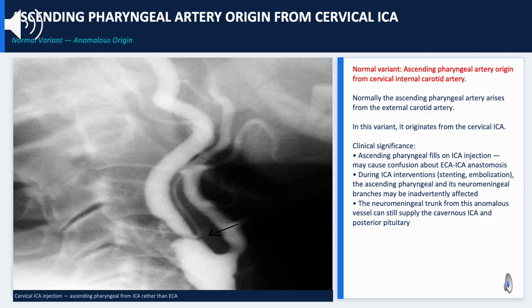Specifically, it resembles the pattern of an ascending pharyngeal filling retrograde from the neuromeningeal trunk into the ICA, when in fact the flow direction is antegrade from the ICA. Recognition of this variant requires careful evaluation of the flow direction of the ascending pharyngeal on ICA injection. Additionally, if an interventional procedure targets the ICA at the level of the aberrant ascending pharyngeal origin, sacrifice of this vessel would eliminate pharyngeal and posterior pituitary blood supply, the same consequences as ascending pharyngeal artery embolization.